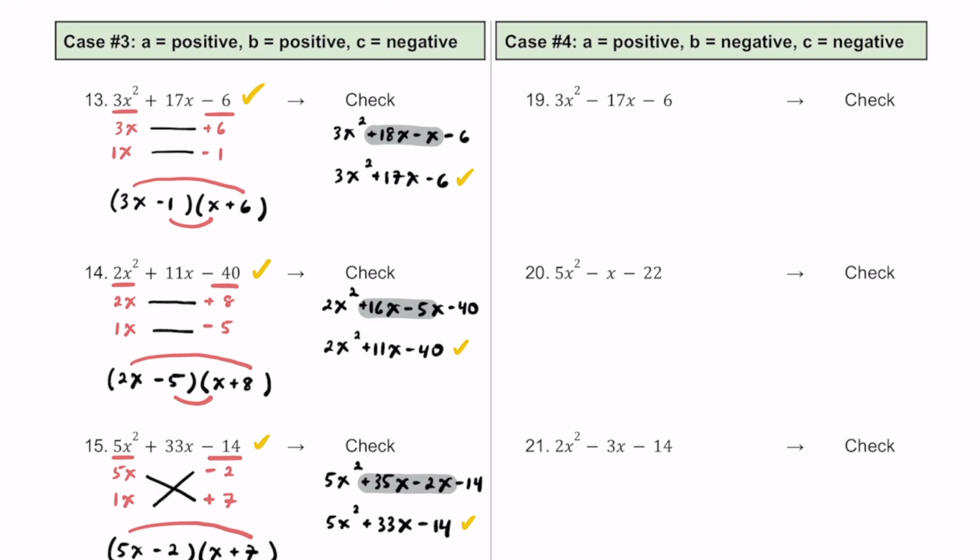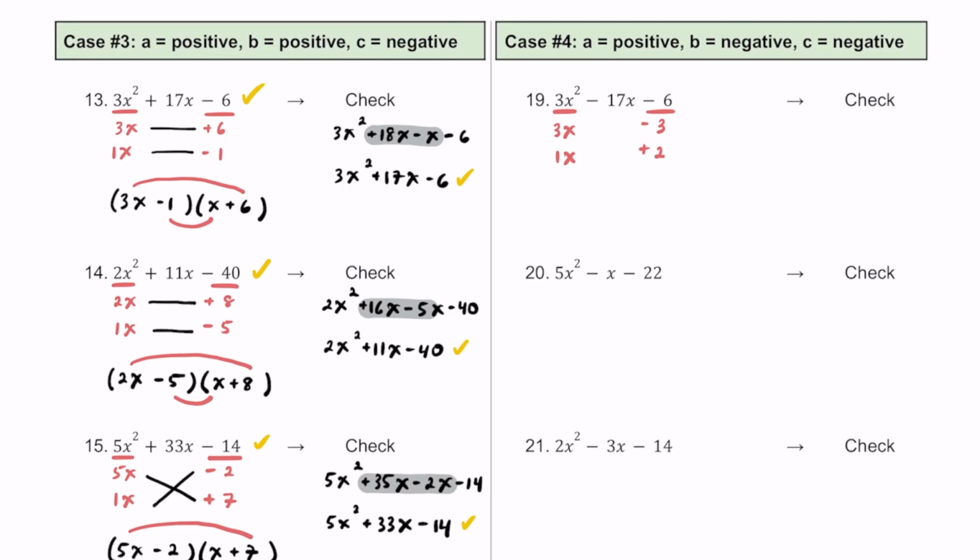So for 19, we have 3x squared minus 17x minus 6. So 3x squared is nice because it's prime. So we have 3x and 1x, that's going to stay there. And then for this negative 6, let's go ahead and choose one negative, one positive. So I'm going to make this a negative 3 and a positive 2. We're looking for a negative 17 here. So if we go across, it's going to be negative 9 plus 2, which is negative 7, not what we want. If we go diagonal, it's going to be positive 6 minus 3, which is going to be positive 3. That's also not what we want.